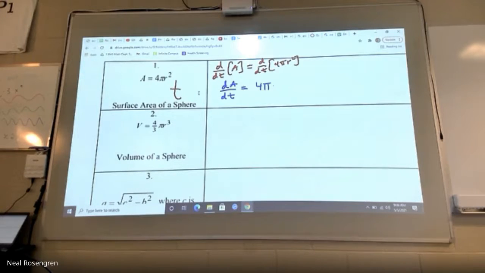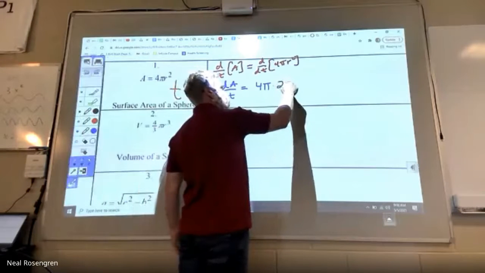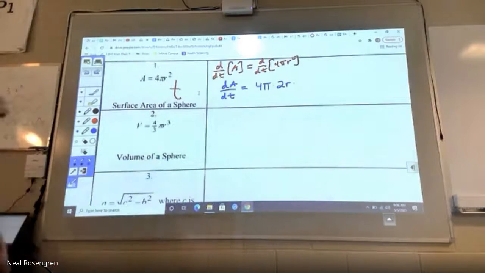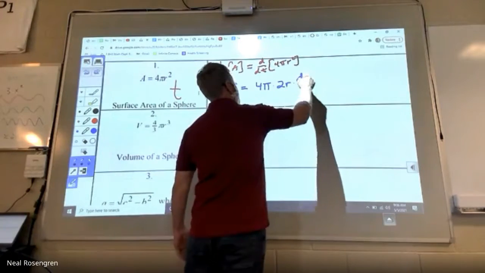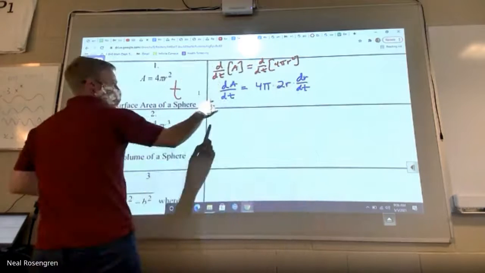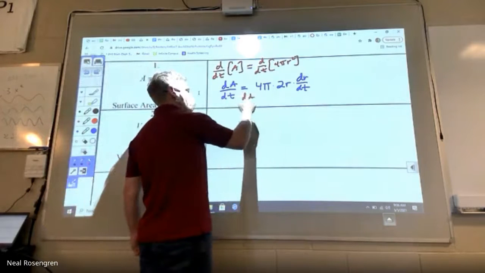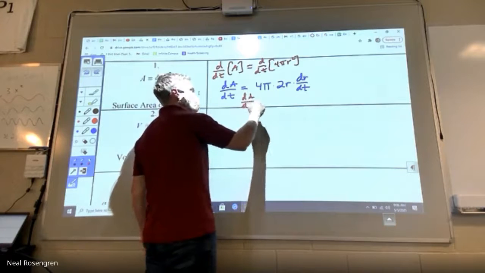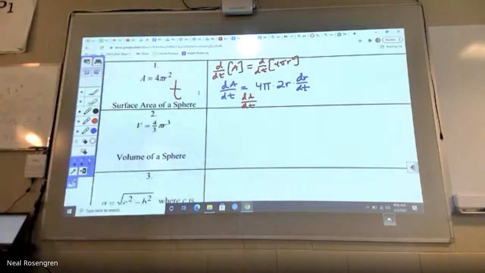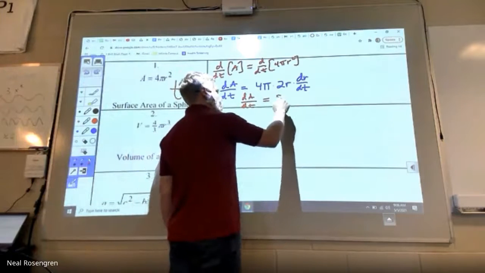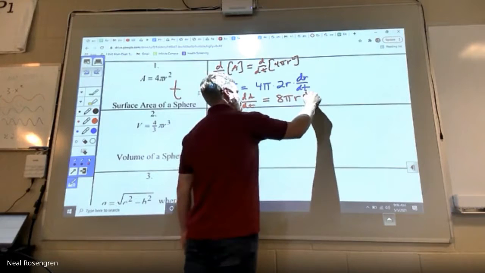What would the derivative of r squared be if the variables did match? 2r. But because the variables don't match, we have to attach a factor of something after. What is that? dr dt. And so basically what we've got is this right here, the dA dt, the rate at which the surface area changes with respect to time on a sphere, is 8 pi r dr dt.